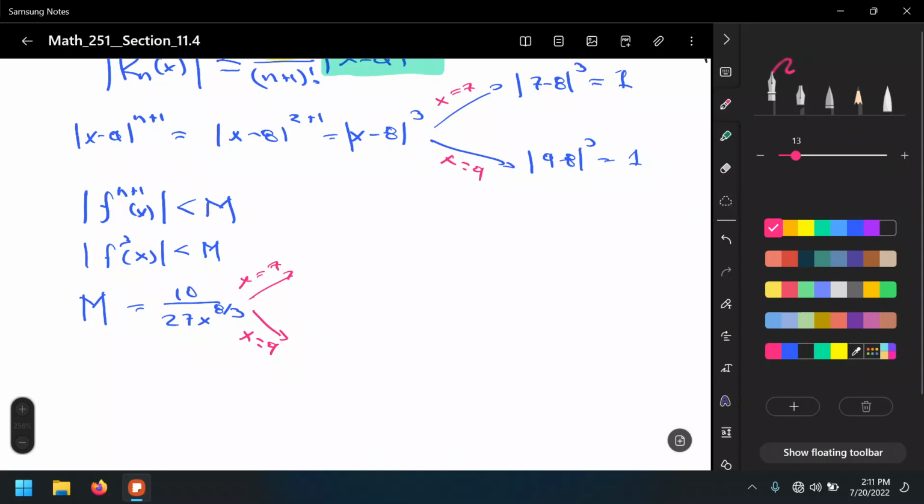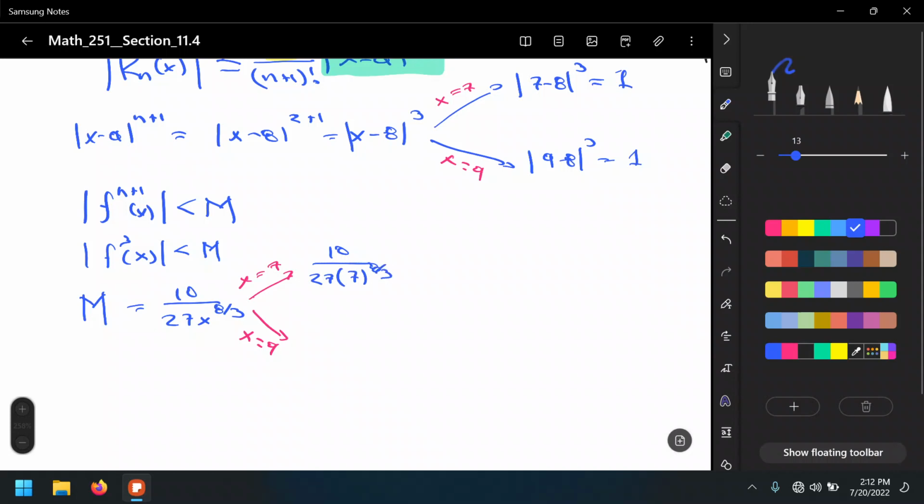7. Do we all agree with 7? This is because if we evaluate at 9, we're going to produce a larger number in the denominator, and we're going to get a smaller number. But if we evaluate at 7, we should obtain a smaller number in the denominator, getting the largest possible value. So that's going to be 10 over 27 times 7 to the 8 thirds.